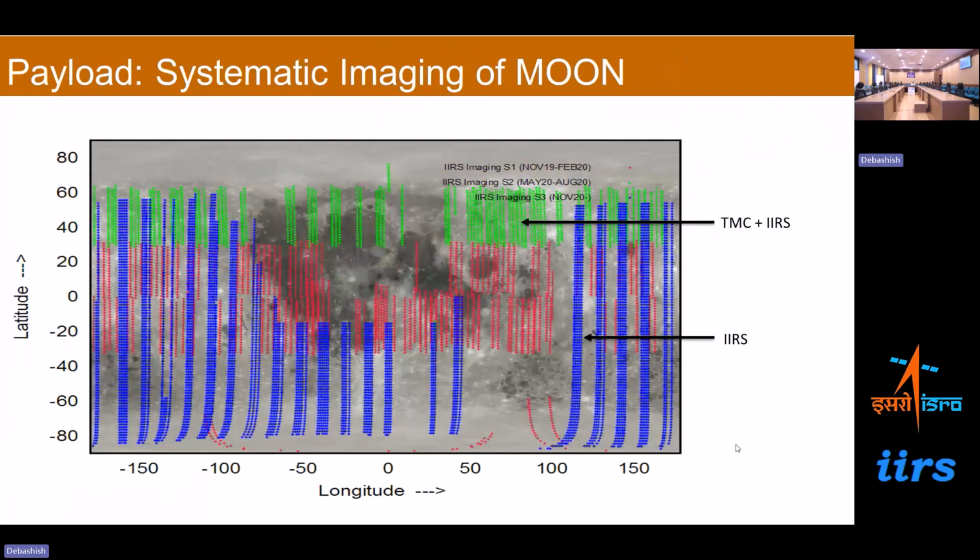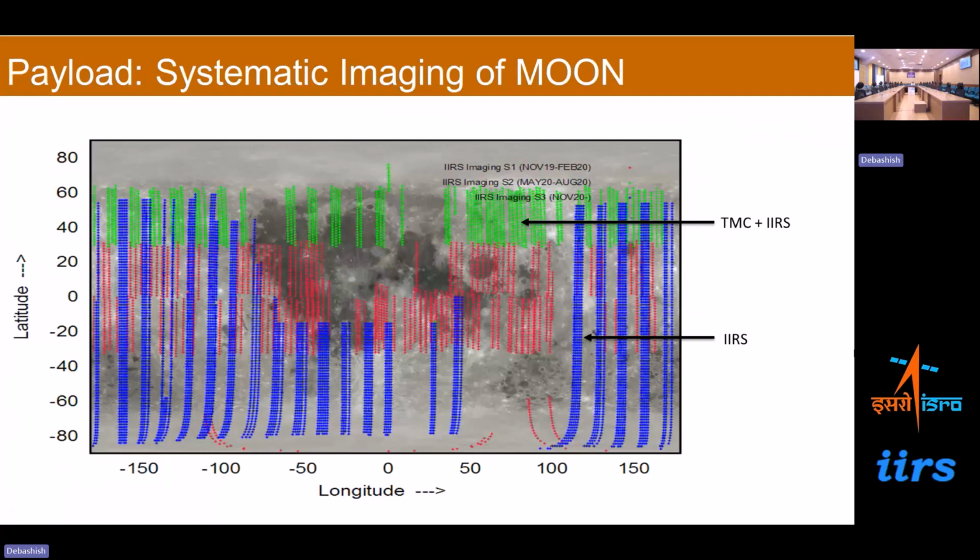This is another case study to show you how we have done Chandrayaan-2. This is just the initial phase. Right now we have covered the moon with our payloads almost close to 90%. But when we started, you can see the green part is the 10-minute imaging we used to do for TMC plus IIRS. Then we followed with only IIRS, which is a longer imaging, around 60 minutes. So you can see the small strips and big strips.